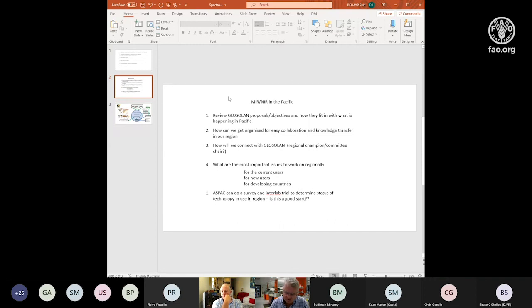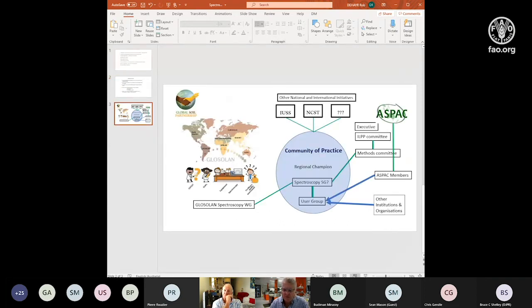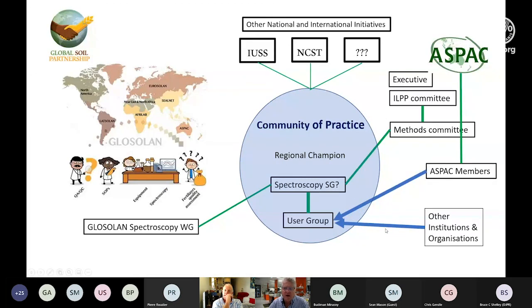So I also just had a bit of a play with a bit of an idea. There are quite a few initiatives floating around, and some I don't know about, but I know NCST is talking in this field. The IUSS is, and I think Craig Lobsey from USQ has got some understanding of what they're doing. But you have Glosselin sitting over here, and they've got a program and initiative going, and how do we take advantage of or add into that? And then what is ASPAC's role? Certainly supplying members to a user group.